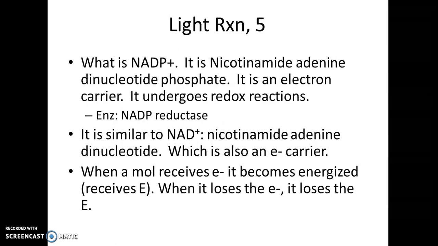NADP is nicotinamide adenine dinucleotide phosphate. It is an electron carrier that undergoes redox reactions. The enzyme NADP reductase will add the electrons as well as the hydrogen ion to NADP. It is similar to NAD, which is nicotinamide adenine dinucleotide, which is also an electron carrier, but that is found in respiration. Okay, so when a molecule receives electrons, it becomes energized. When it loses electrons, it loses energy.